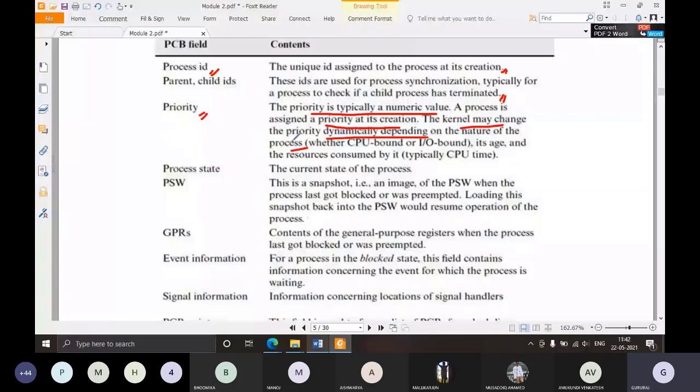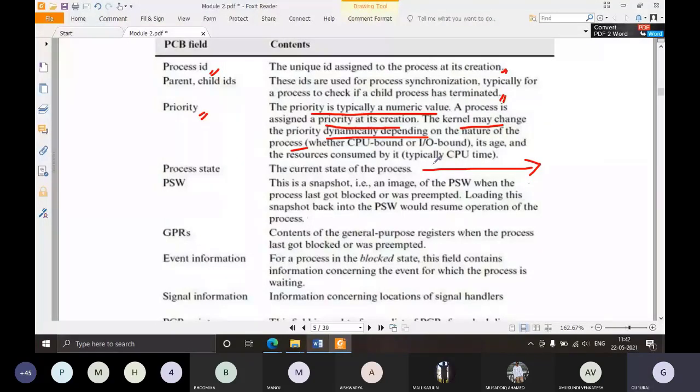So there are typically four process states. One is ready, next is running, next is blocked, next is completed. Fine. So these are the four process states. So in which state is the process, whether it is blocked, whether it is ready, or whether it is completed, that is what the process state will have the information.